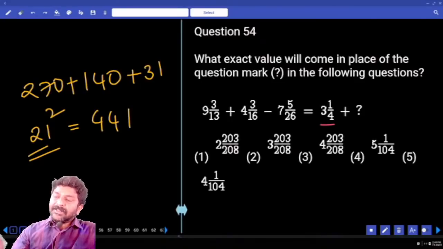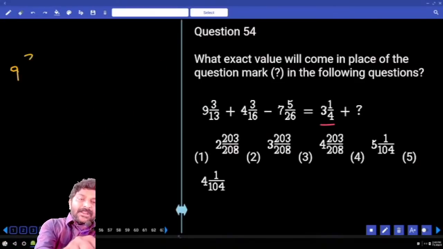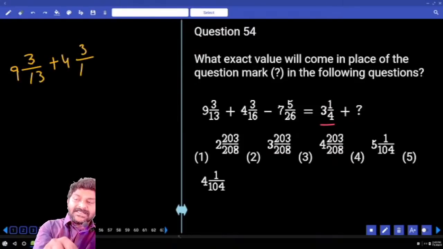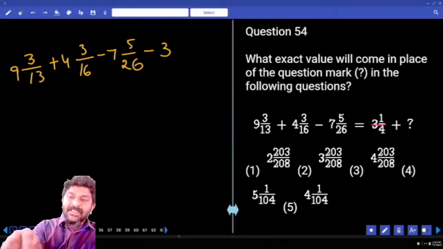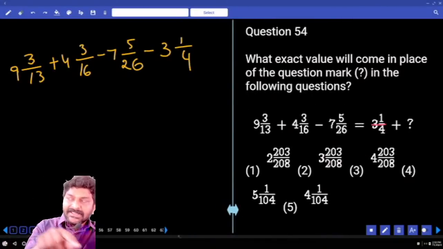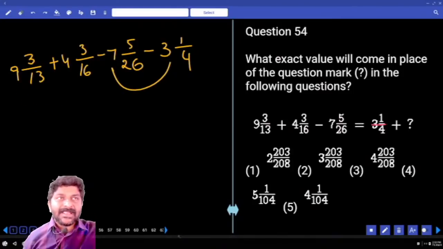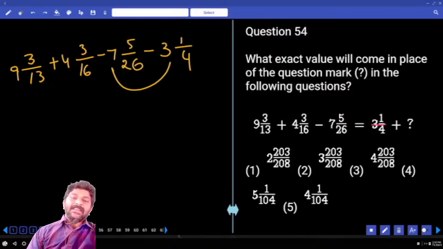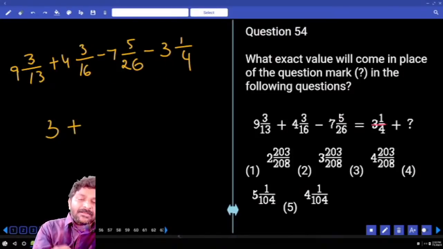Right. Take 3 1 by 4 to the left hand side, then the value becomes 9 3 by 13 plus 4 3 by 16 minus 7 5 by 26 minus 3 1 by 4. This is our final answer. Correct. Integers 9 plus 4, negative integers minus 7 minus 3 minus 10, 13 minus 10. So integers are over. Now comes the fractions.